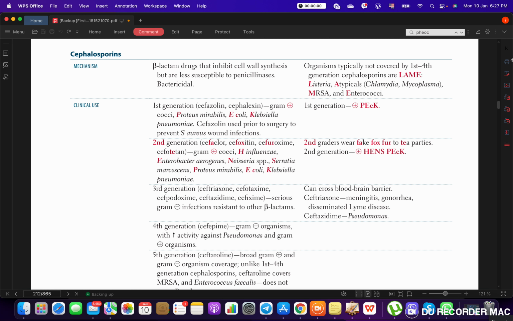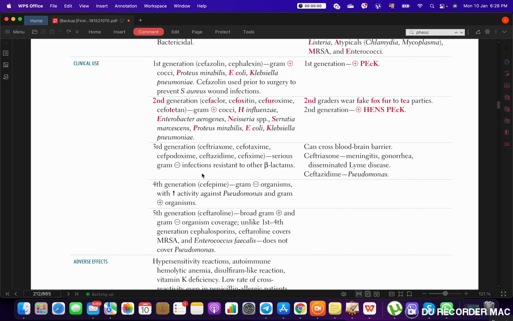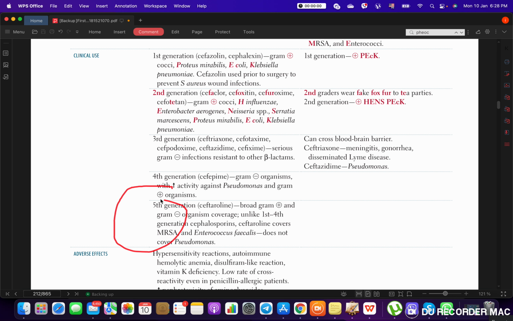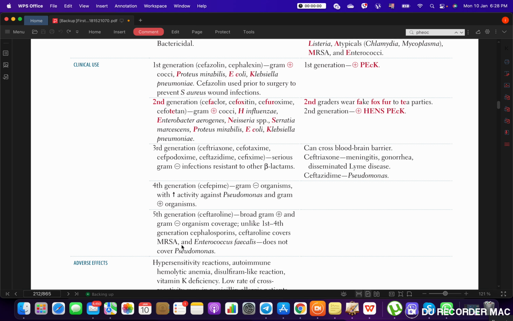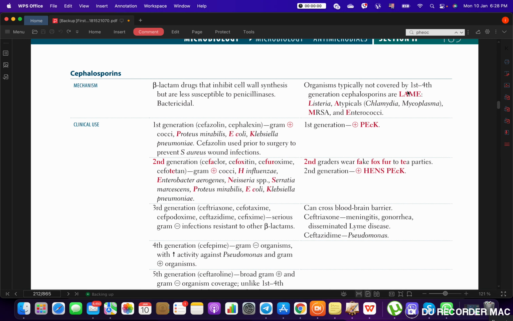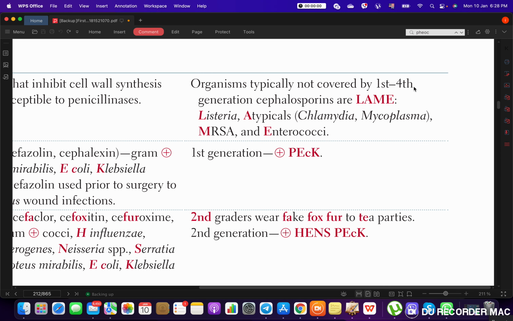Bactericidal kills it. Organisms typically not covered by first to fourth generation are LAME, which means none of these, first, second, third, fourth generation, work at all. So we actually do have a fifth generation. The fifth generation can cover the atypical ones, which are the LAME ones. So that will be Listeria.